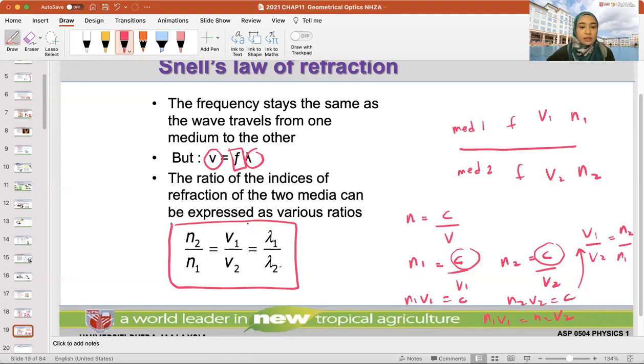One thing to remember here is that you can see this is 1, but this is 2. V and lambda will have the same subscript order, and the index of refraction is the odd one here. If this is X, this also needs to be X. This is Y, this also needs to be Y. If this is X and this is Y, this needs to be Y and this needs to be X. So remember, only the index of refraction is the odd one.